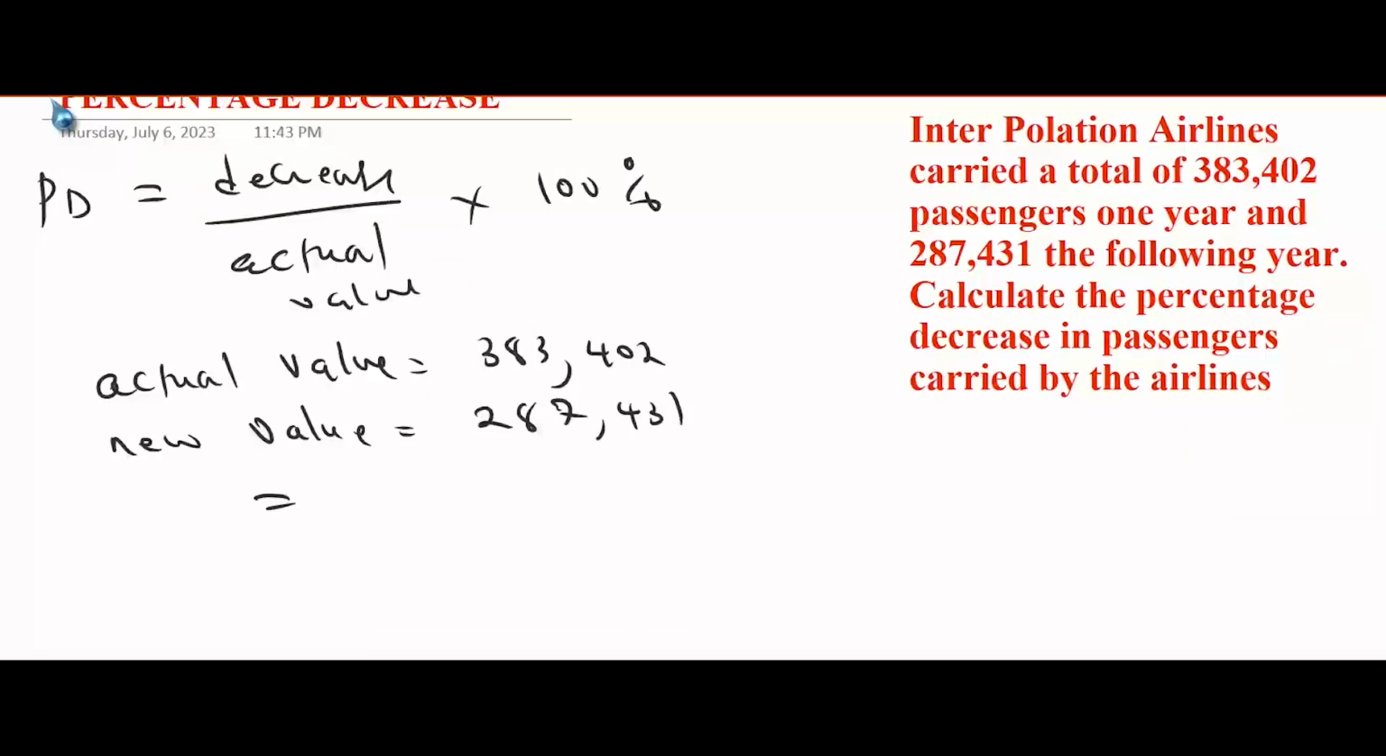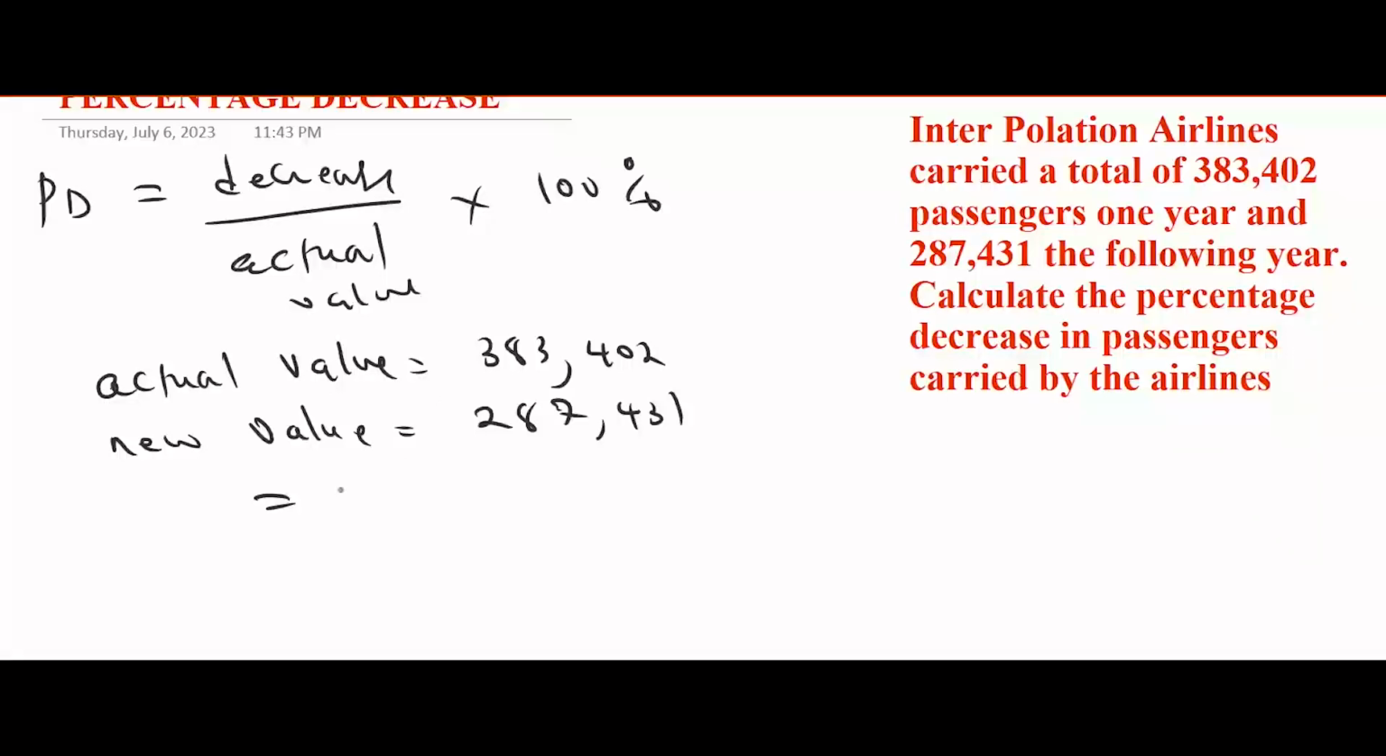Don't forget that to get the decrease, we need the positive difference of the new and the actual value. So in this case, if we say the new value minus the actual value, that will be very wrong, because that will give us a negative answer. So we need to start with a bigger number so that we will get the positive difference. In this case, it will be the actual value minus the new value because the actual value is bigger. So the summary is: always make use of the bigger number. Whether you want to find the increase or the decrease, you must always start with the bigger number.